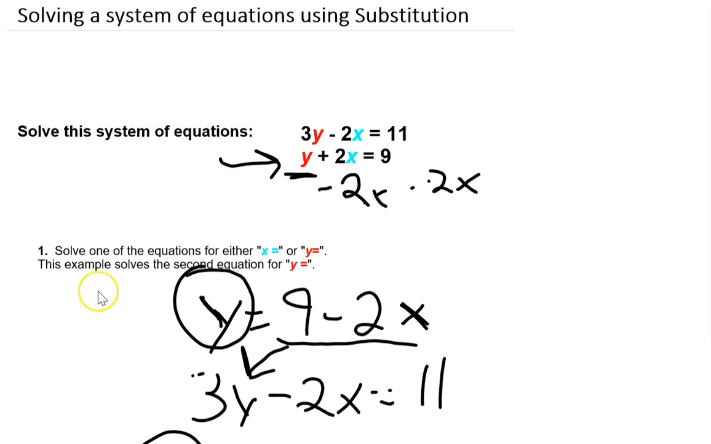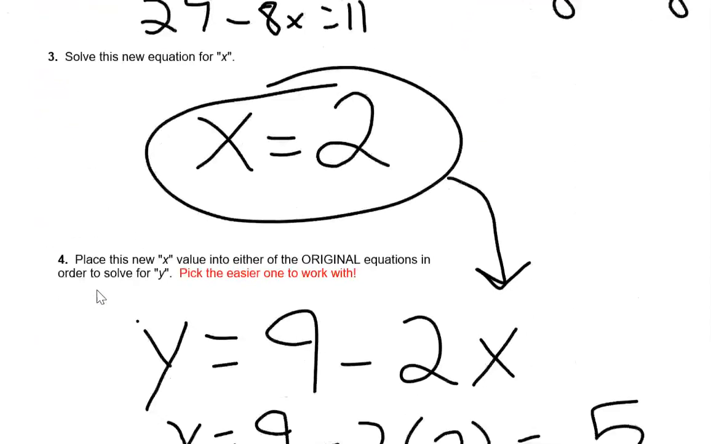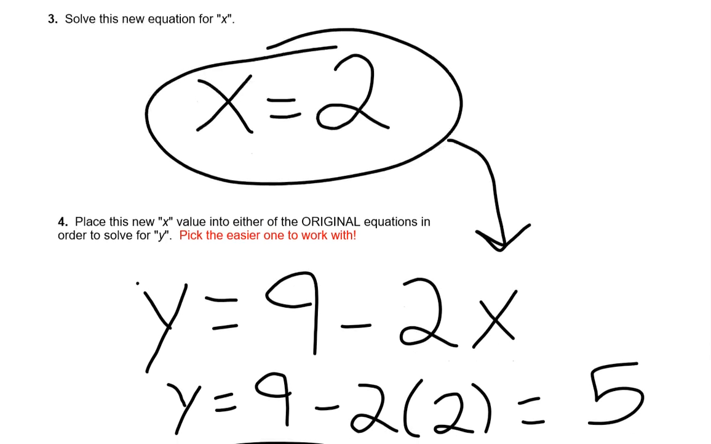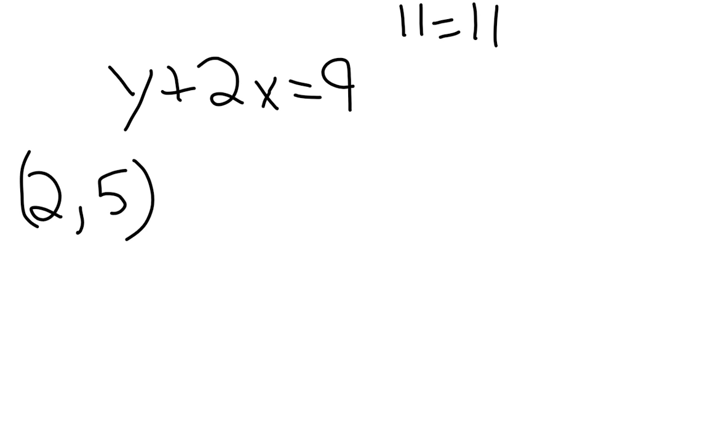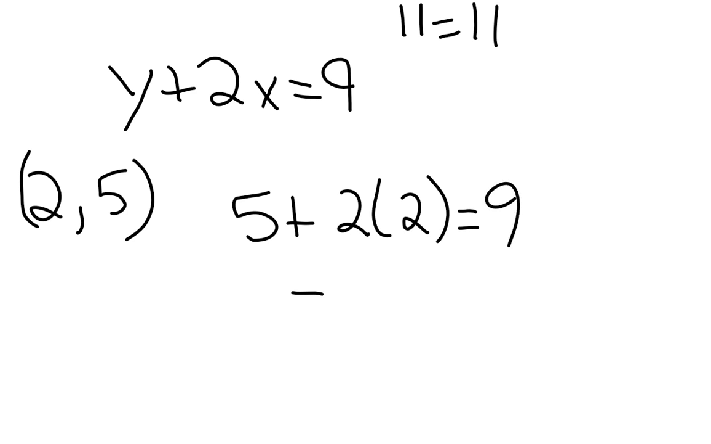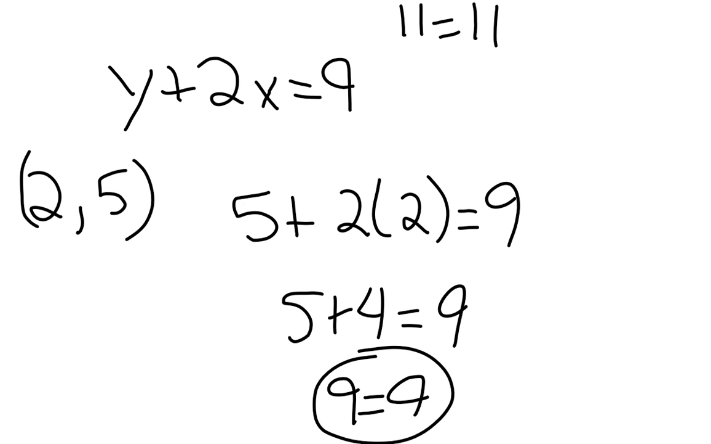The next one I can check as well: y plus 2x equals 9, and we can see if that's going to work for us. If I plug in 2 for x, 5 for y, that'll give me 5 plus 2 times 2 equals 9. 5 plus 4 equals 9. 9 equals 9. Bingo. I've got an accurate statement. My solution would be 2, 5. So that's my x value and my y value.